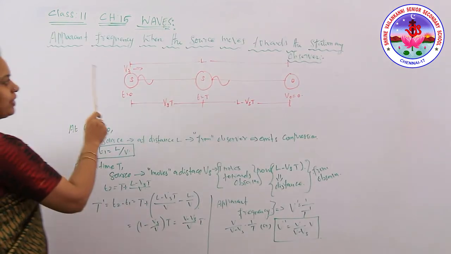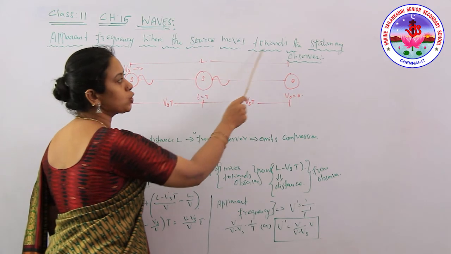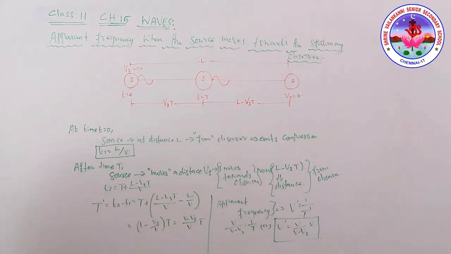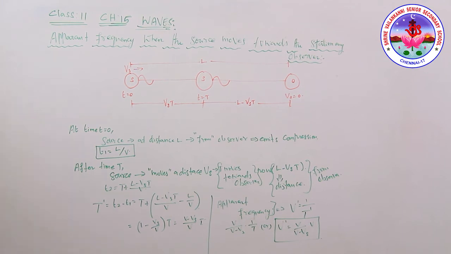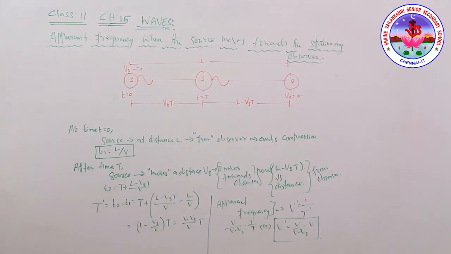Now the apparent frequency when the source moves towards a stationary observer. See the diagram. We are taking the source S, which is moving with the speed Vs towards an observer who is at rest. If mu is the frequency of the vibration, then it sends out the sound waves with the speed V at regular intervals of time period T, which is equal to what? 1 by mu, right?